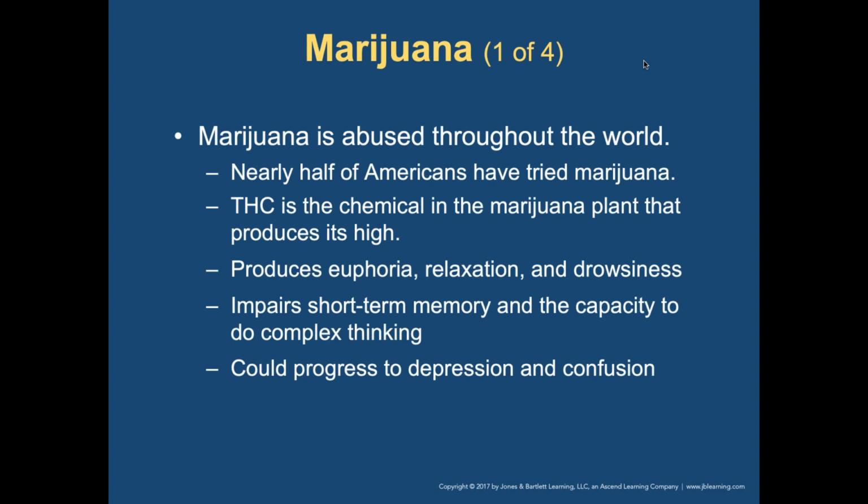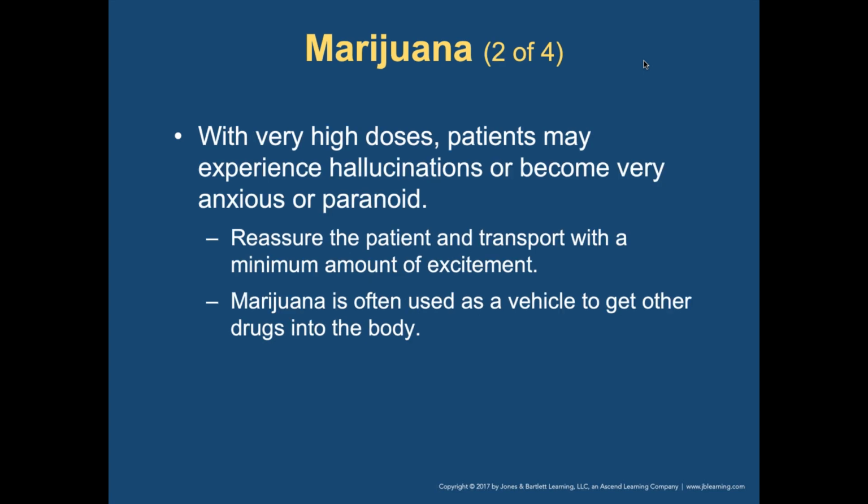THC is the chemical in the marijuana plant that produces its high. Inhaling marijuana smoke produces euphoria, relaxation, and drowsiness. It impairs short-term memory and the capacity to do complex thinking and work. The euphoria could progress to depression and confusion. I think that's individually there.